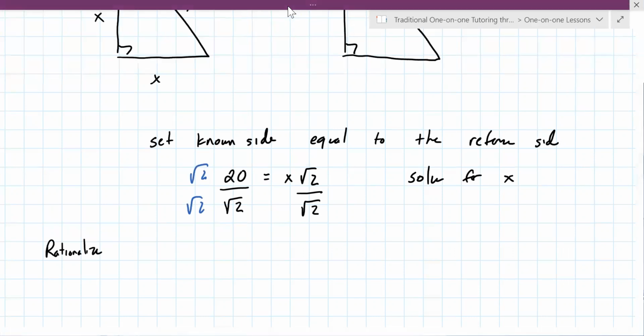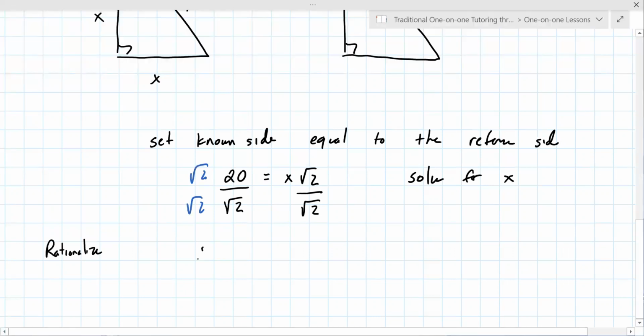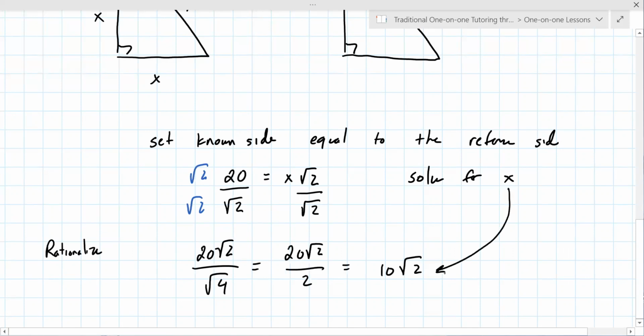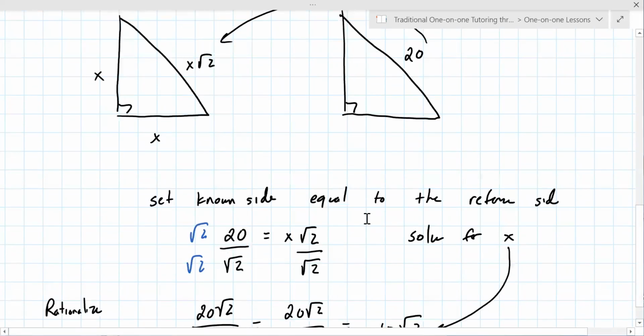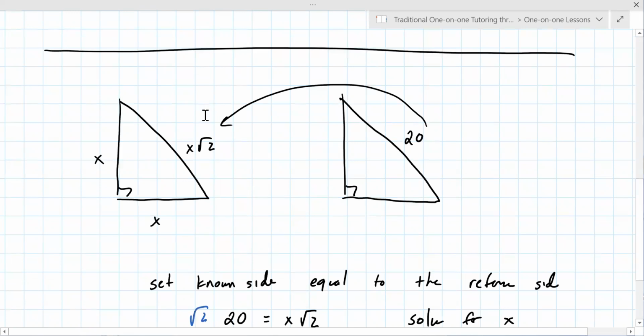So on the top, it becomes 20 square root 2. And on the bottom, it's the square root of 4 or 2. So it's 20 square root 2 over 2, which equals 10 square root 2. And that's the value of x. So the question you might see in your geometry, your algebra 2 trig is it would say find the unknown sides, and you would know that this is 10 root 2, and this is also 10 root 2.